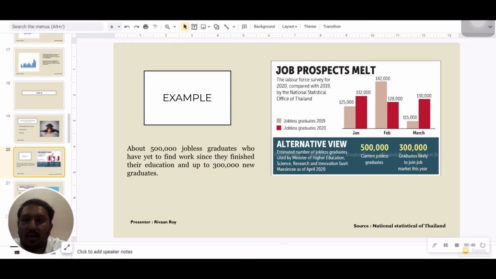For example, according to the National Statistical Office of Thailand, the coronavirus outbreak cast a shadow over the future of approximately 300 soon-to-be graduates this year. The bleak prospect of unemployment and layoffs as the economy staggers back to growth is expected to continue for at least 2 years. Among these groups are about 500 jobless graduates who have yet to find work since they finished their education, and up to 300 new graduates who will enter the job market this year.